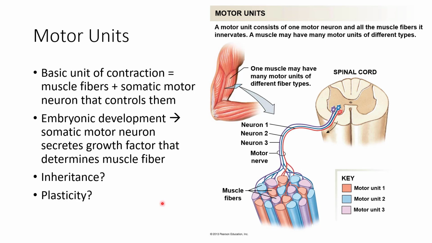Okay, I already answered these questions of inheritance and plasticity. The plasticity of our muscles, yes, you can change a few things about the fatigue resistance, but ultimately you can't make a fast twitch, glycolytic, oxidative muscle into a slow twitch. There's not that much plasticity.